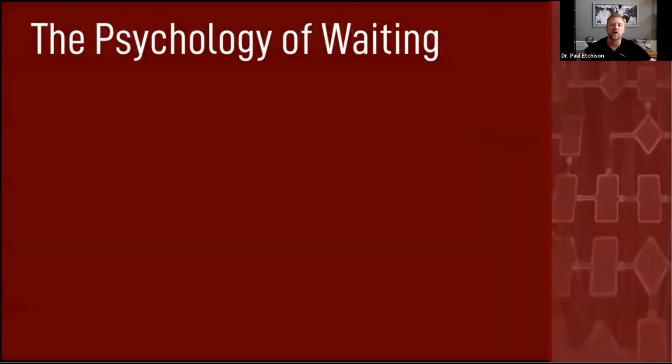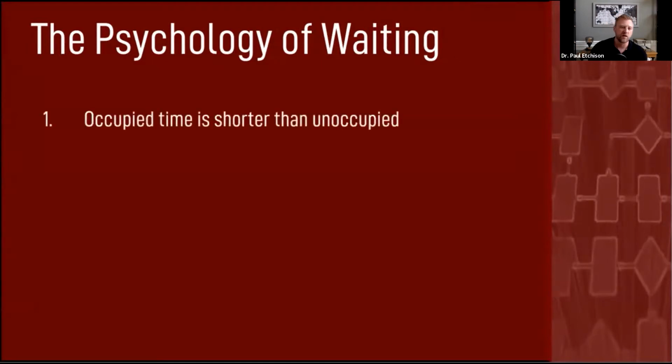All right, we talked about the brand stuff that I want my team to know. This is another thing that's very important for them to know. And this comes from an article called The Psychology of Waiting. They did a lot of studies on waiting lines, but these are things that we can apply in our practice. So the first one is that occupied time is shorter than unoccupied time.